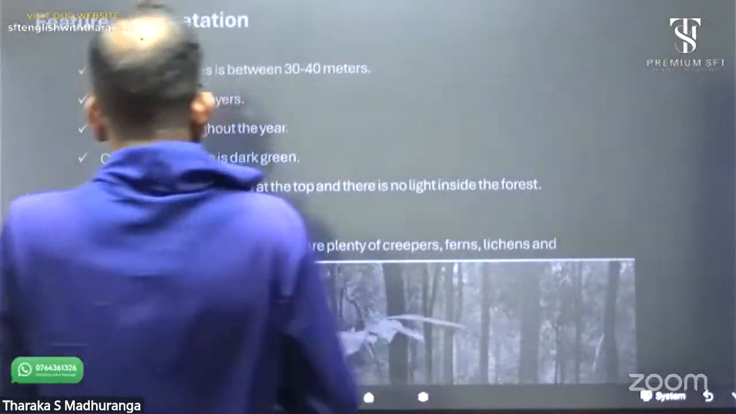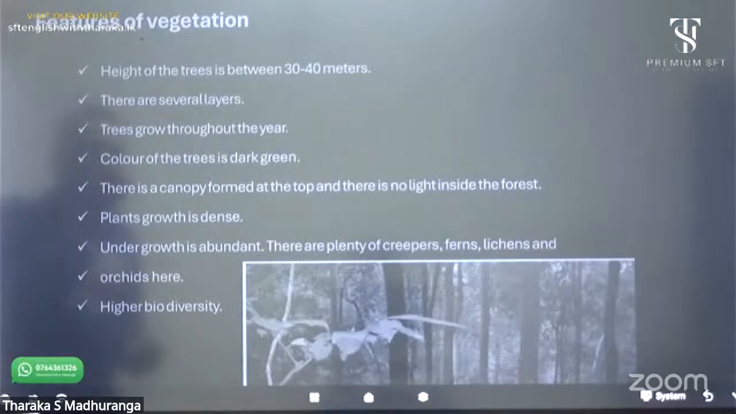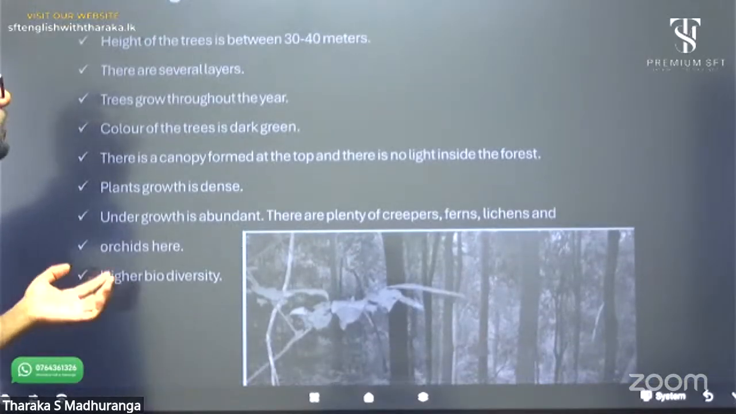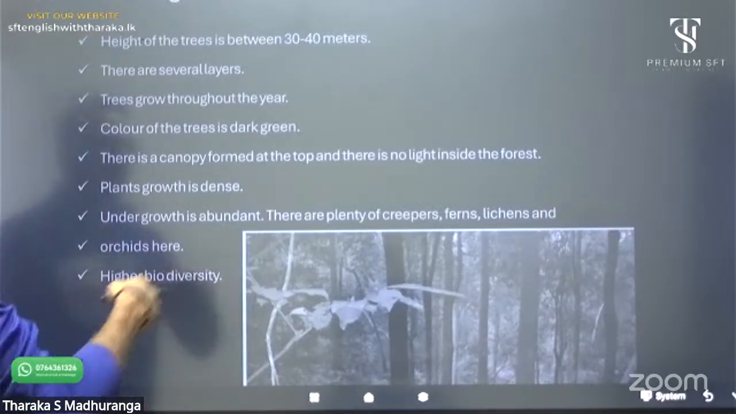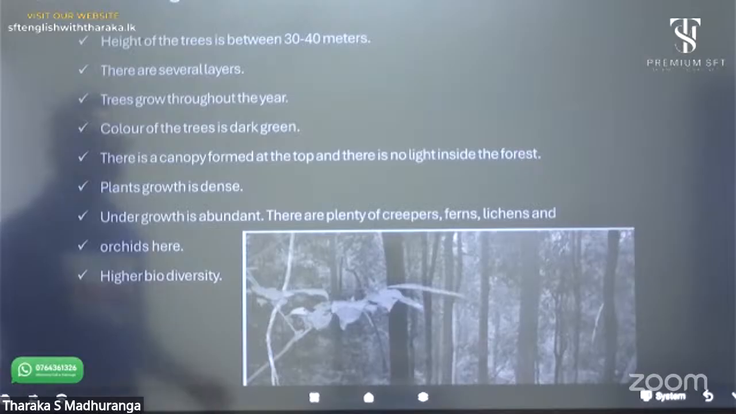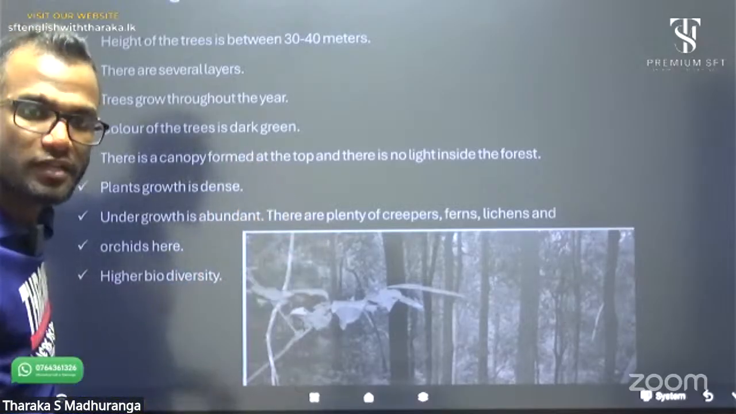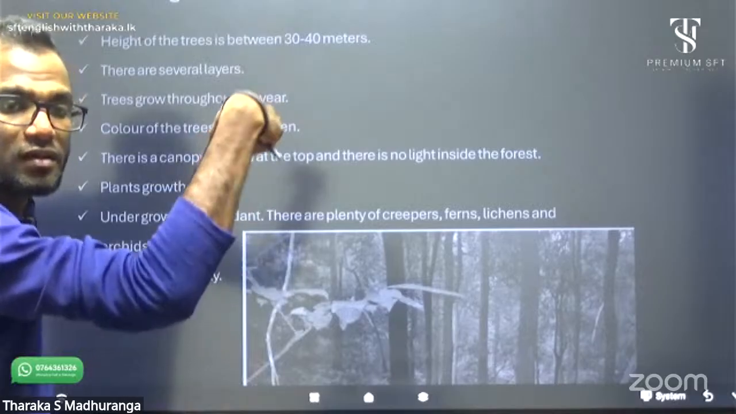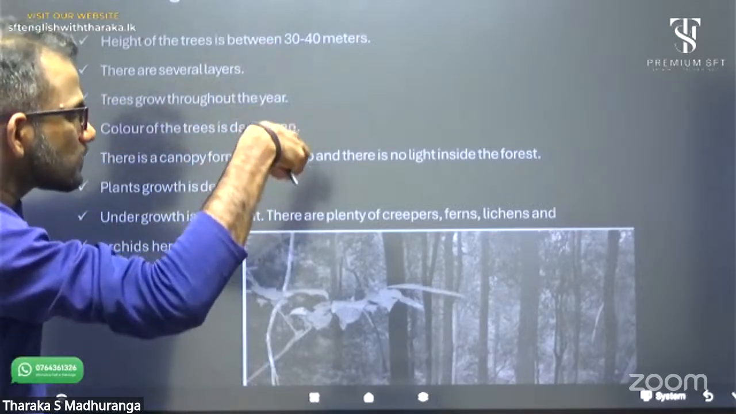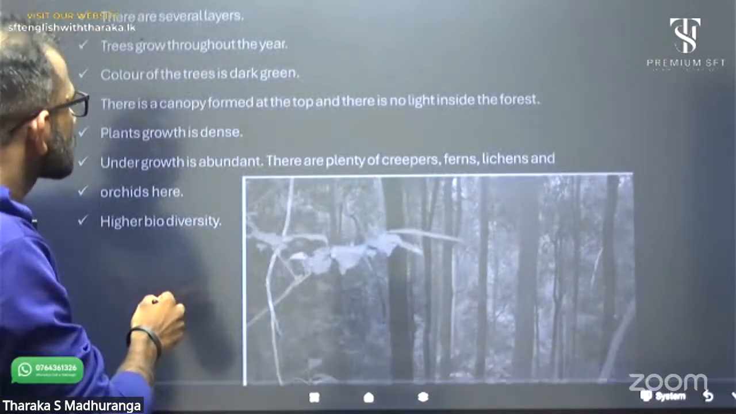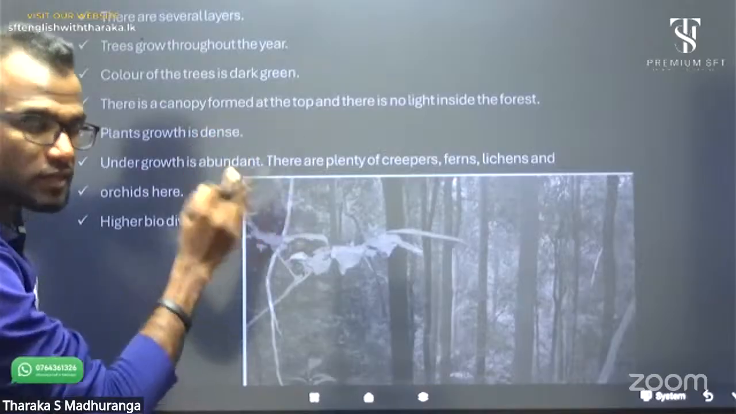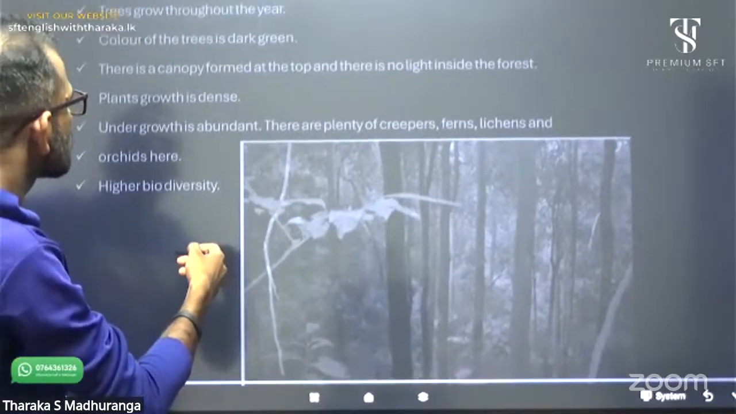And the color of the trees is dark green. Yes, the color of the trees is dark green like this. There is a canopy emerging at the top, and no light inside the forest. It is a little dark inside the forest because light transmission is very difficult due to several layers. Plants grow very dense. Then you can understand like this.